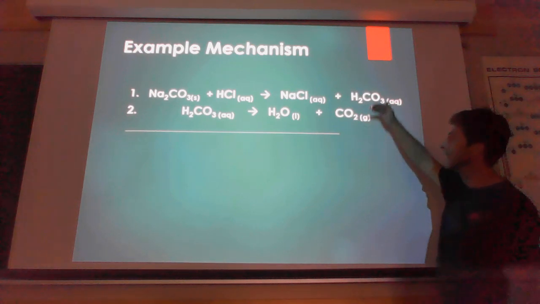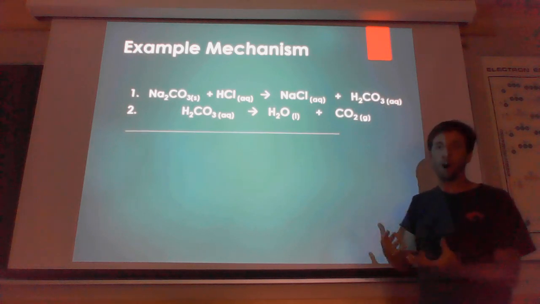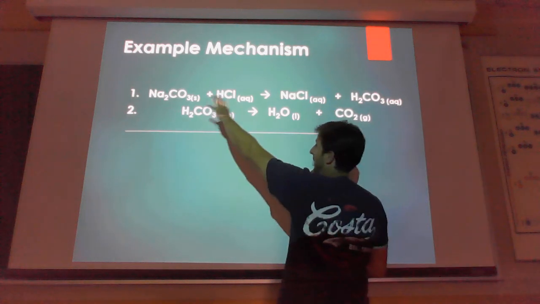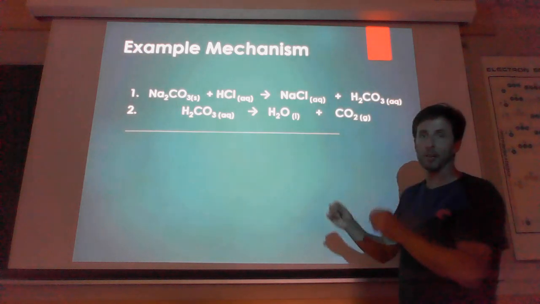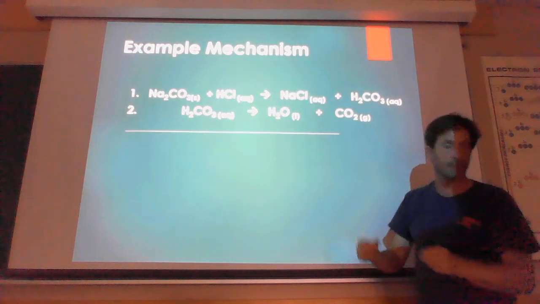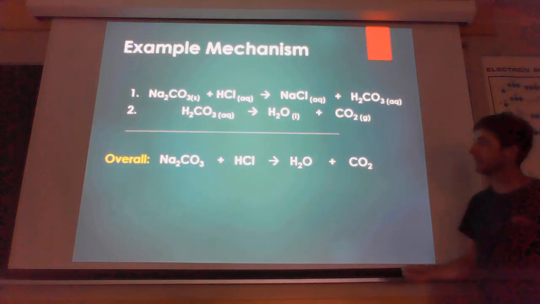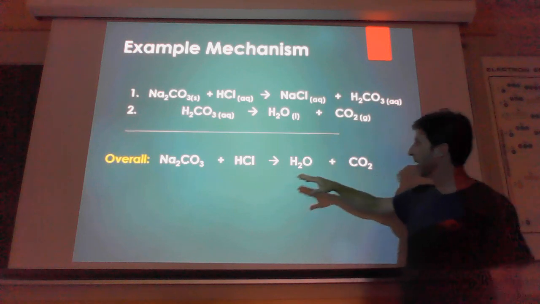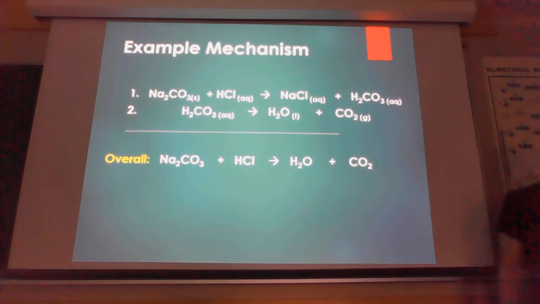Okay? So I can write this reaction as 2 steps, but then for my overall reaction, I should be able to add these together. So I add together all my reactants, I add together all my products, I cancel out anything that appears on both sides, and then that's going to give me my overall reaction, which is Na2CO3 plus HCl yields H2O and CO2. This is my overall reaction that occurs.